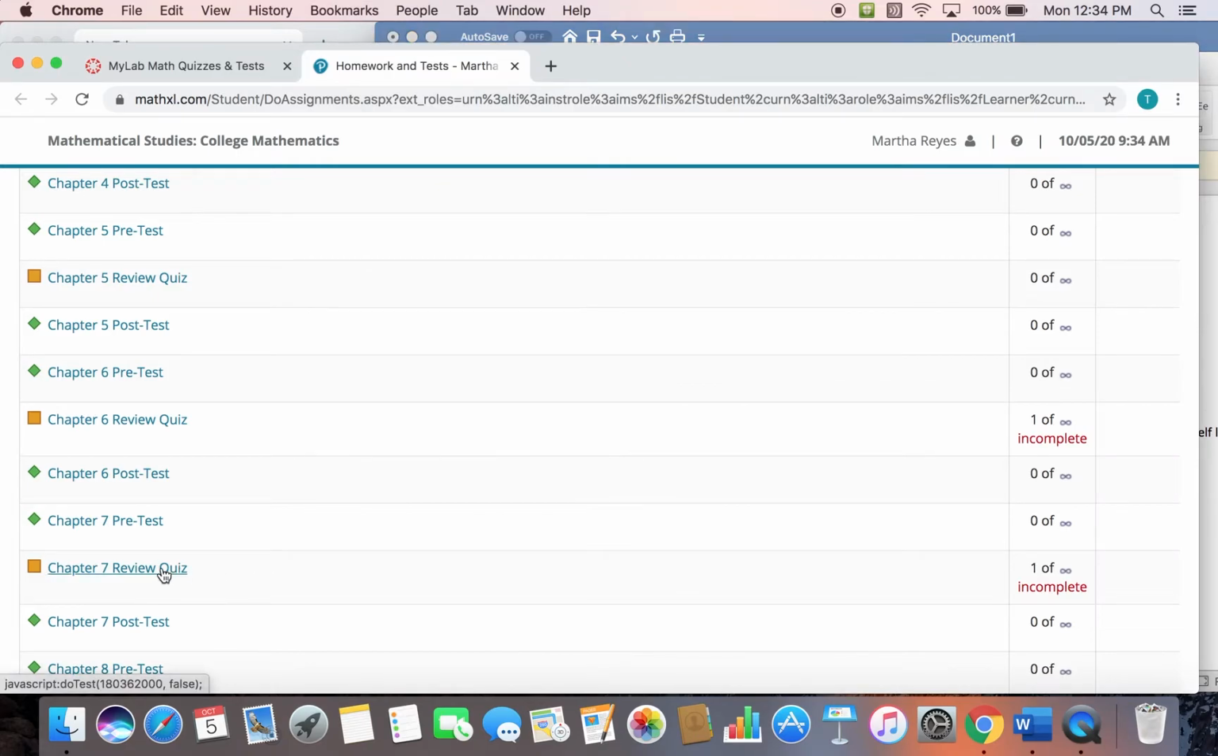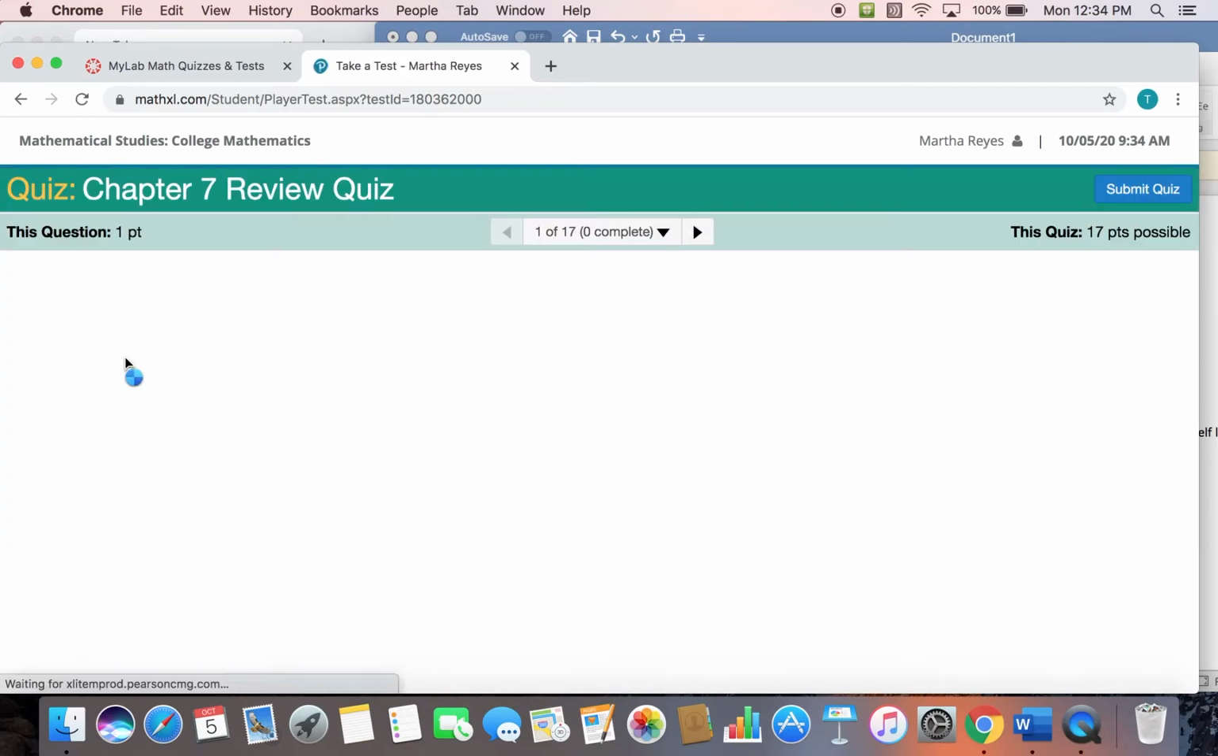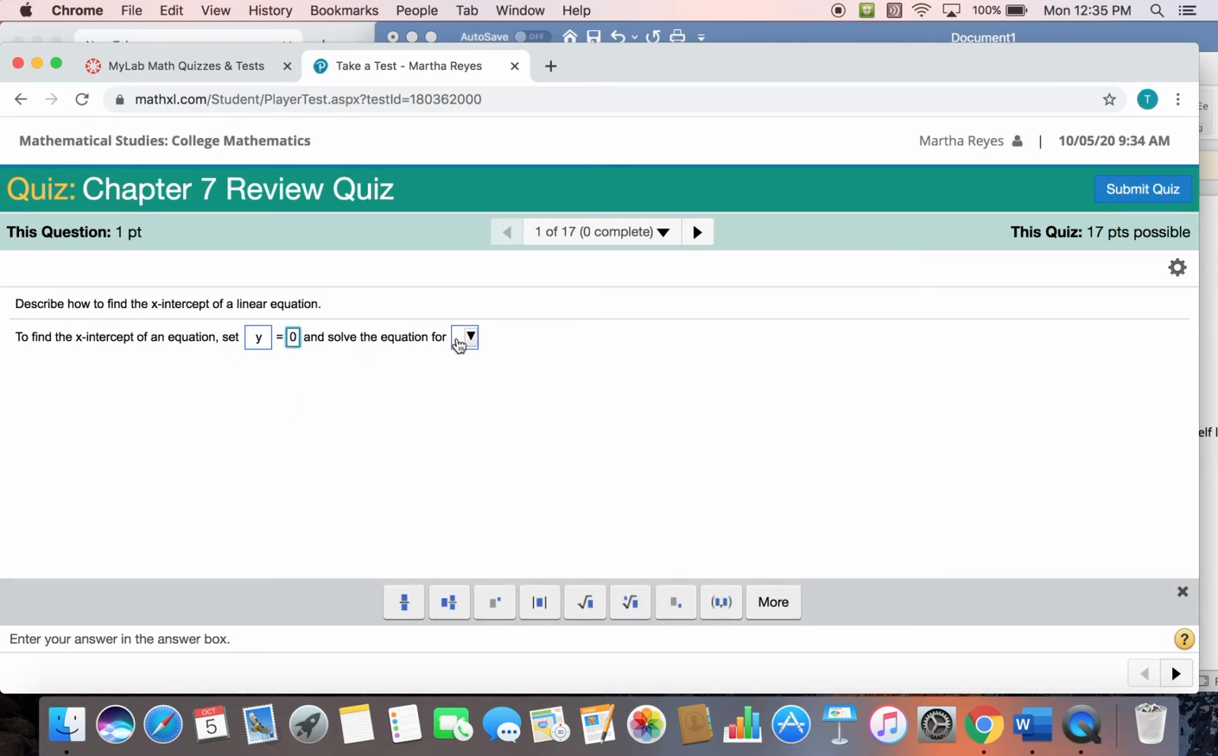So I'm going to go down to the Chapter 7 review quiz here, and we're going to take a look at it very quickly. Okay, so to find the x-intercept of an equation, this is where it crosses the x-axis. You're going to have to set y equal to 0 and solve for x. And vice versa. If you want the y-intercept, you have to set x equal to 0. Okay, so let's go ahead to the next one.